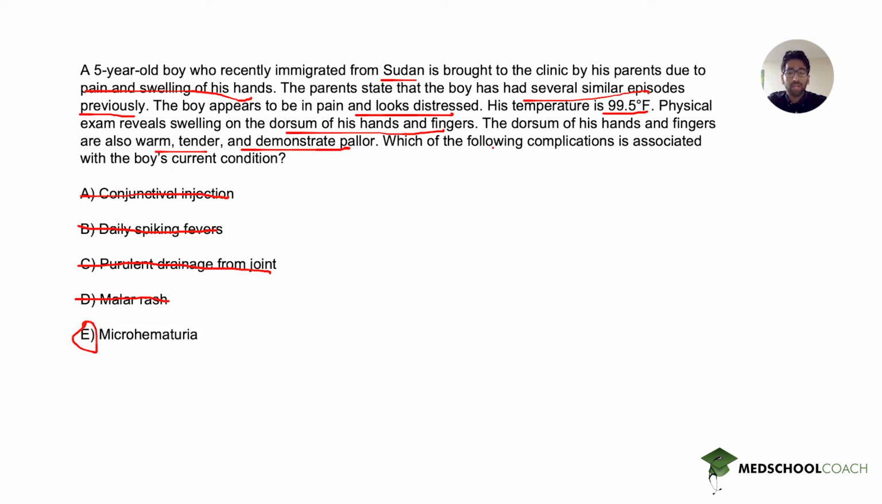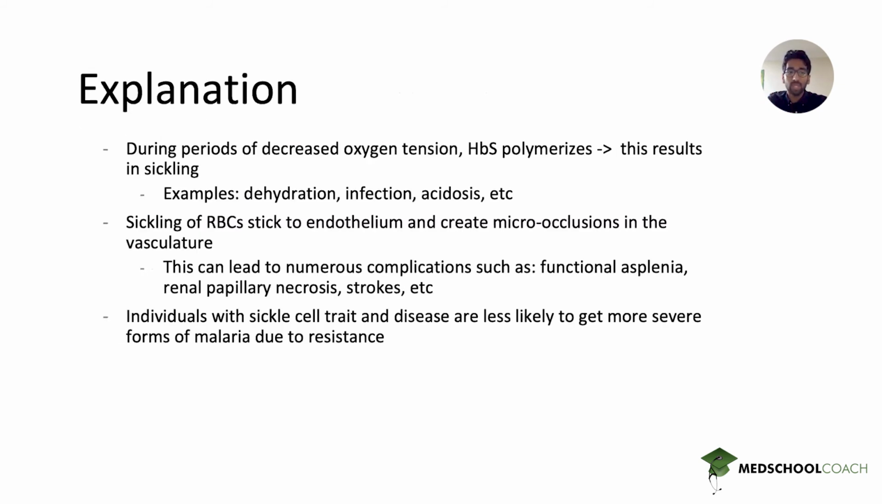And predisposing factors for sickling include things such as hypoxia, acidosis, sudden temperature change, dehydration. So there's multiple risk factors, and in some of these conditions, that will lead to sickling and potentially cyclical pain episodes like this, where you have recurrent pain in his hands and feet, where he has vaso-occlusive crises, but also he can have papillary necrosis with recurrent sickling in his renal papilla. So let's get into a further explanation for this question.